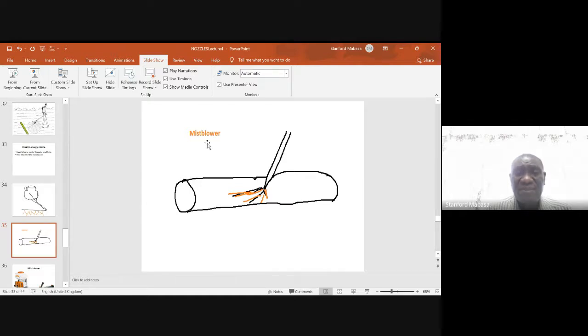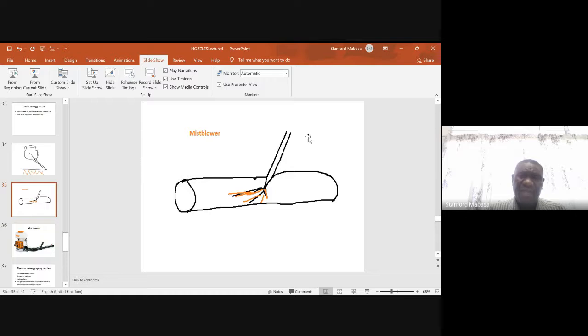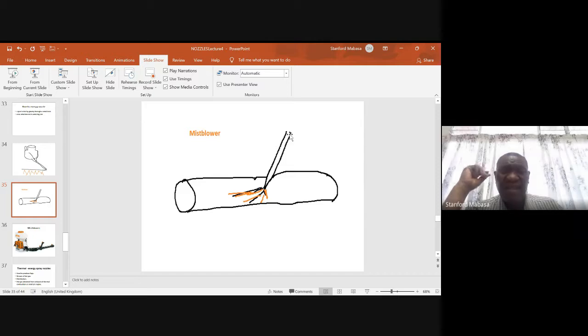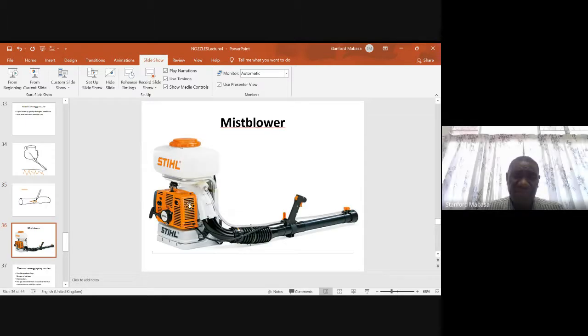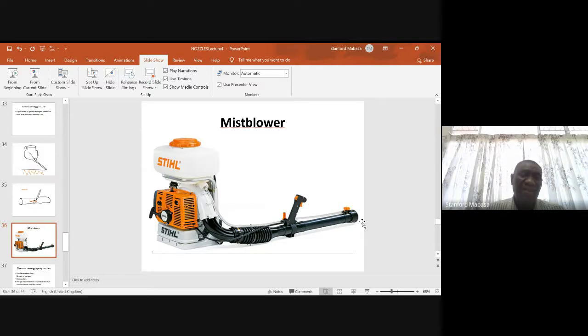Then we have got a mist blower. It's a very simple gadget where you have a big pipe here and you have got a small pipe with a narrow end. This is the actual mist blower. Here you may have exhaust fumes being fed into this pipe. So we've got an engine which creates exhaust fumes, which are mixed with the pesticide and they end up at this end. That is the kind of nozzle for a mist blower.